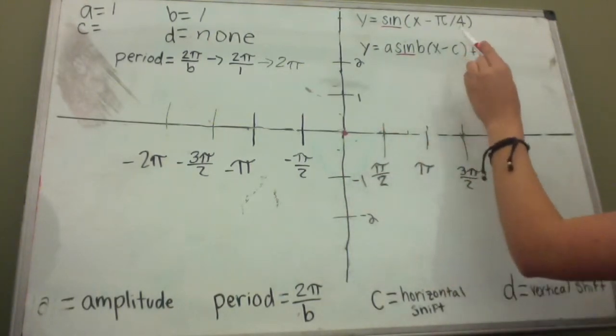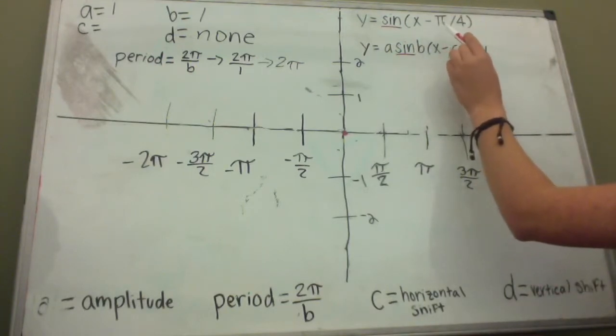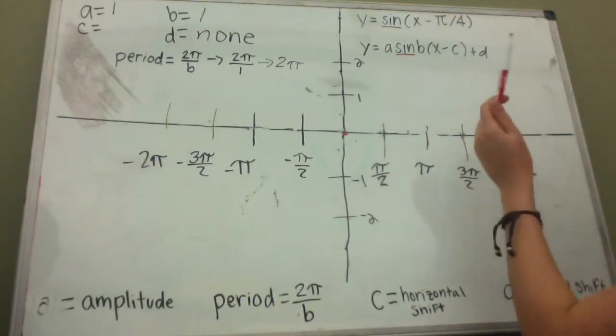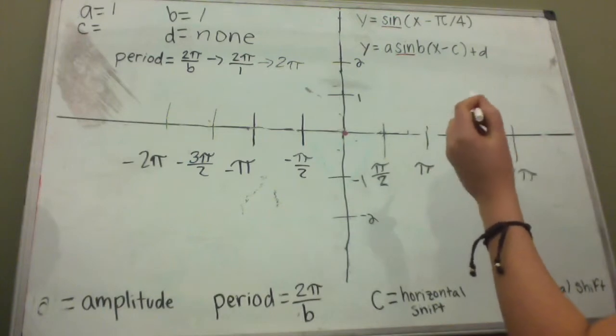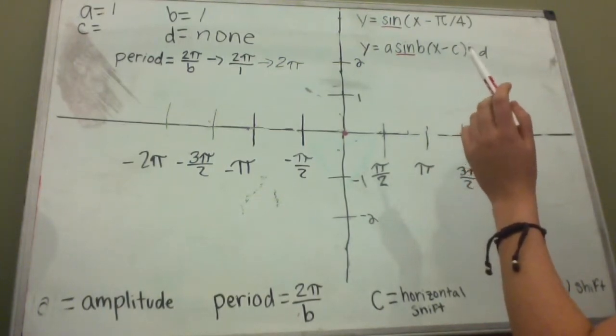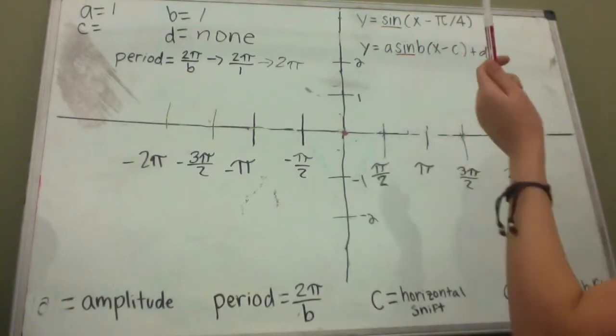However, as you can see, we do have a variable for c, x minus pi/4, so we are going to have a horizontal shift, although we're not going to have a vertical shift, which, like I said before, all variables aren't necessarily going to be used in every equation.